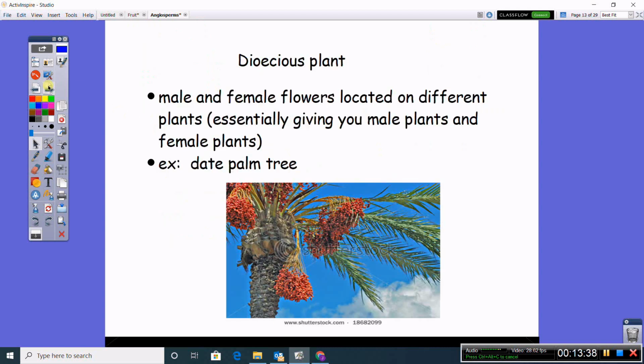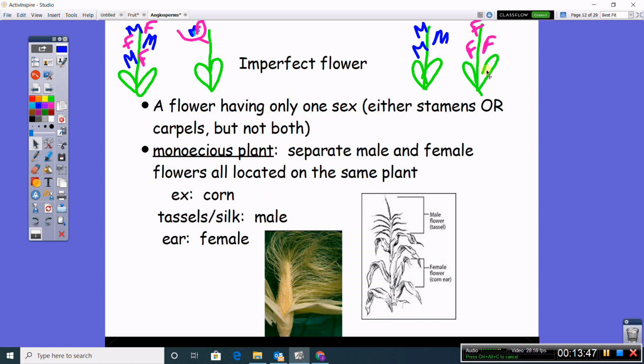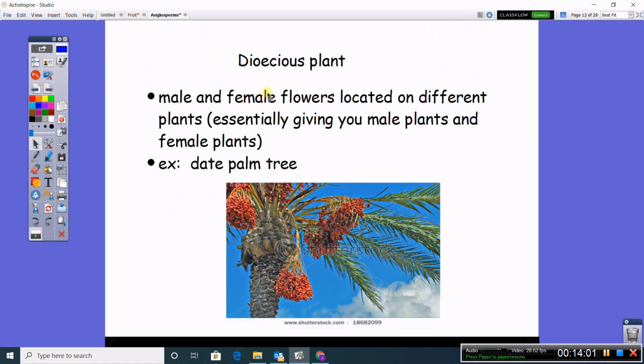Okay, so the other option we can have is a dioecious plant. If we go back to our previous slide, remember what our other option was for our imperfect flowers. We could have male flowers and female flowers on separate plants. And that's what we see with the date palm tree, like the dates that you eat. I think it's popular in the Middle East.